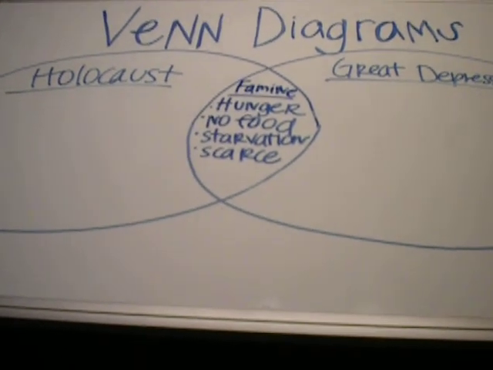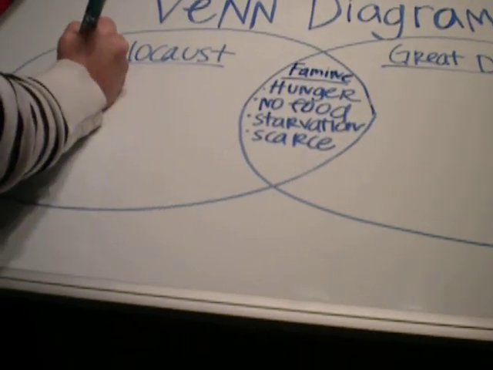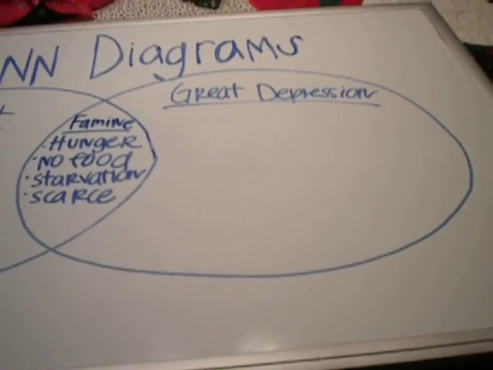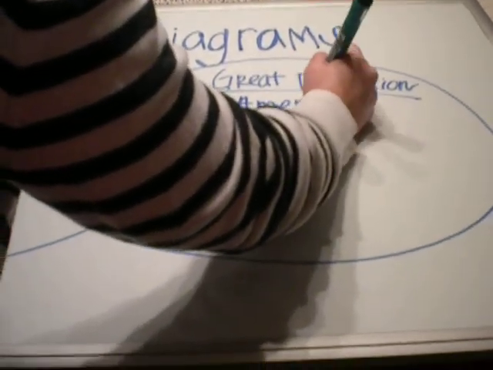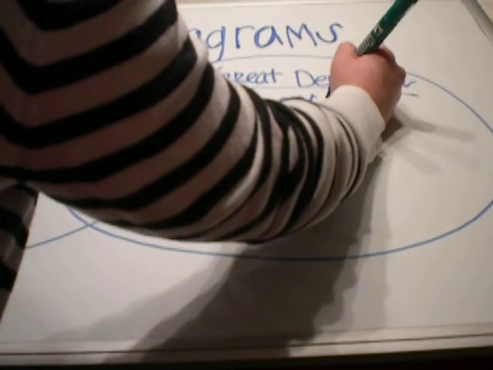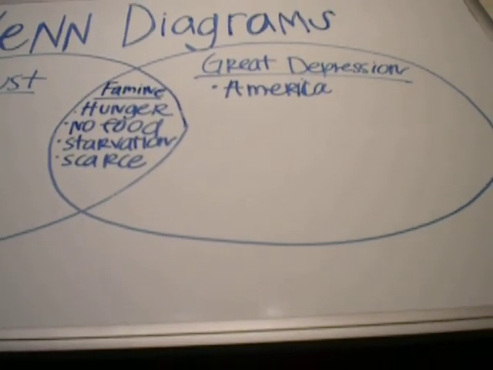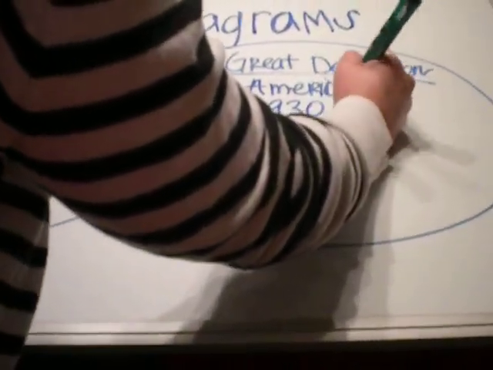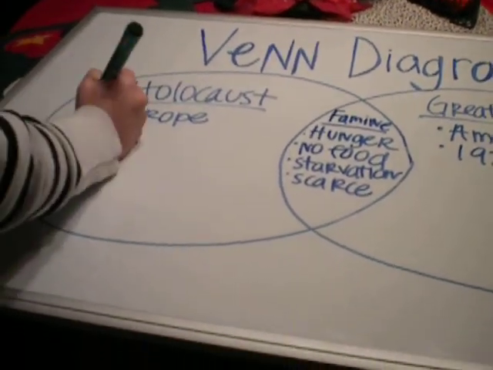What do the Holocaust and the Great Depression differ in? The Holocaust was in Europe. Class, where was the Great Depression? In America. The Great Depression was also in the 1930s. What about the Holocaust? 1940s. Okay, 1940s.